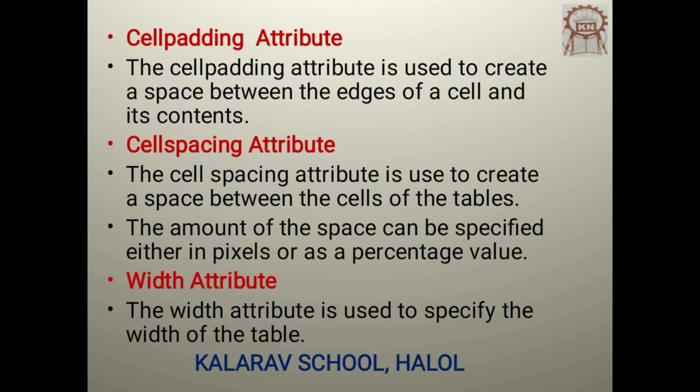Cell padding attribute. The cell padding attribute is used to create a space between the edges of a cell and the content it contains. If two table cells are placed next to each other and both contain text, there are many problems. If there is not enough space between the edges of the cells and the text, the words would combine with each other, making them hard to read.